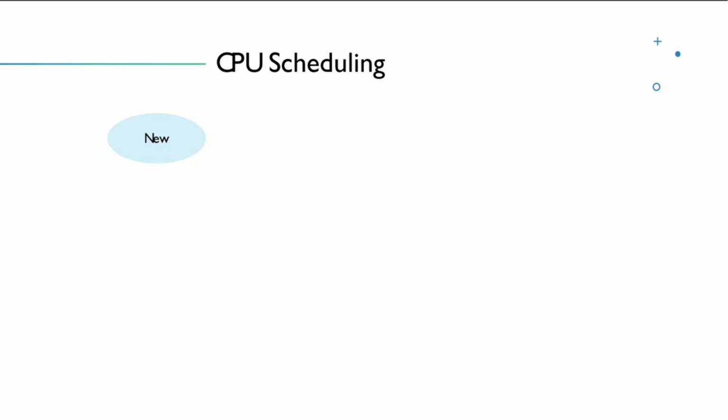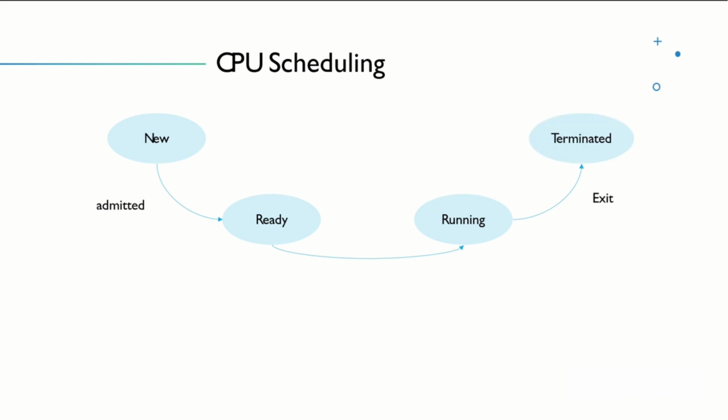Any task that you click on and start usually starts at a new state, which is your click of a mouse, so that initiates a new task. That task will move into the ready state once the process manager admits it into a queue. After that, once all permissions have been granted and the task is being processed by the CPU, we call that a running state. And once that task is completed and the memory or the RAM has been cleared, we call it a terminated state, which means that task is completed and has left the RAM.